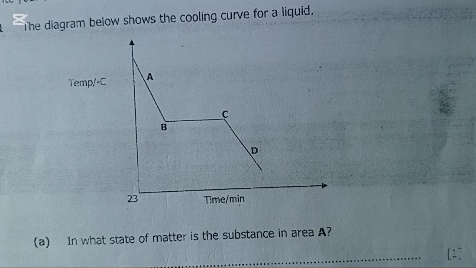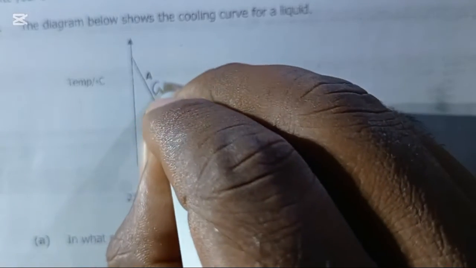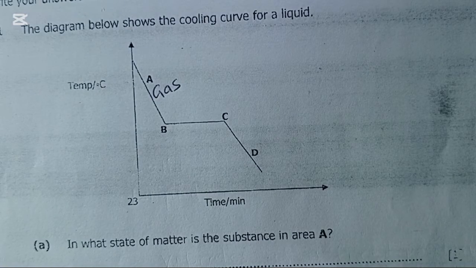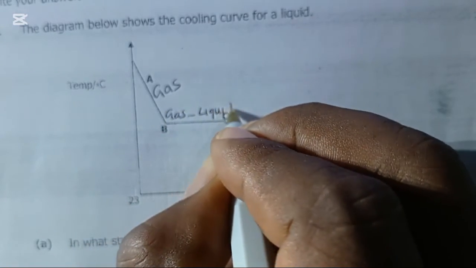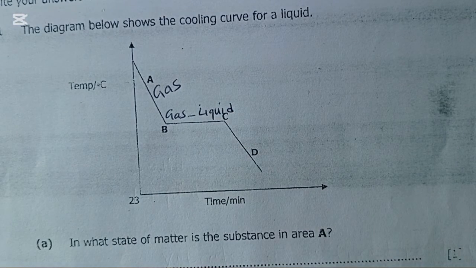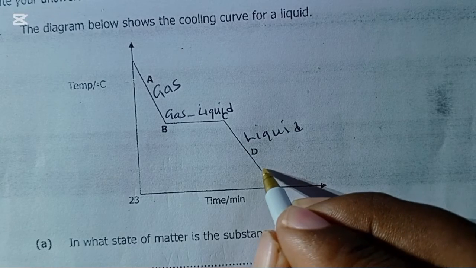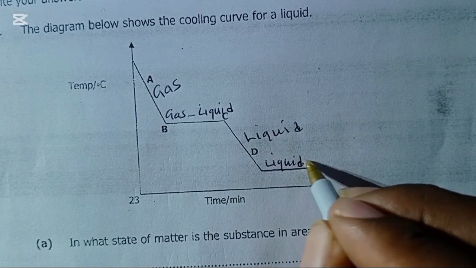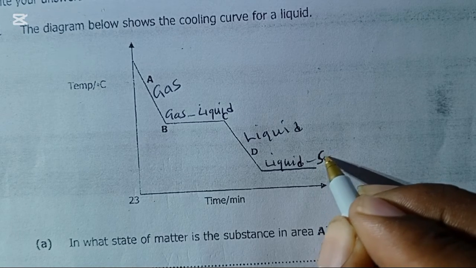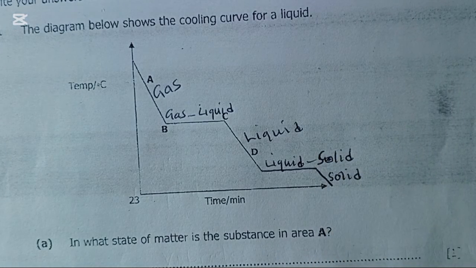Cooling curve. So the diagram below shows the cooling curve for a liquid. So we have part A. So part A, this is a gas. So between B and C, a gas is cooled to liquid. Then part D, this is a liquid. Then here, liquid will be cooled to solid. Then eventually we are going to have a solid.